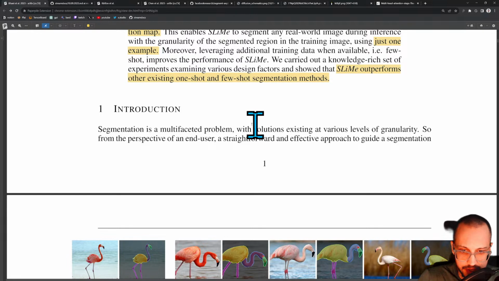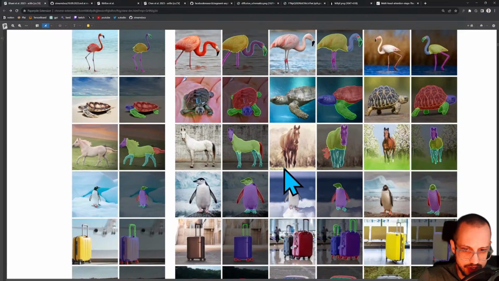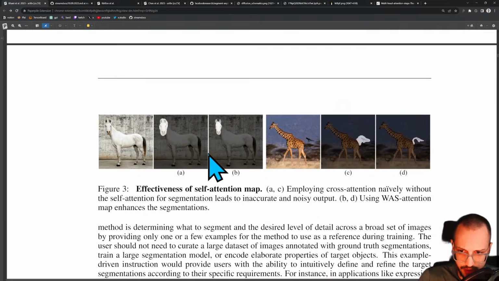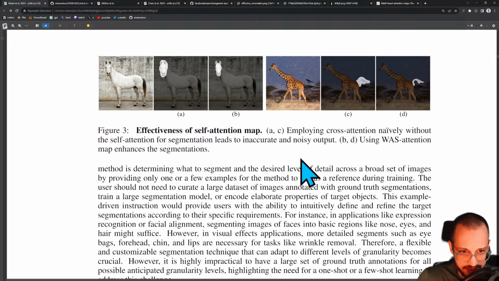Okay. So let's get into this. Segmentation is a multifaceted problem, with solutions existing at various levels of granularity. So from the perspective of the end user, a straightforward and effective approach to guide a segmentation method is determining what to segment and at the desired level of detail across a broad set of images by providing one or a few examples.